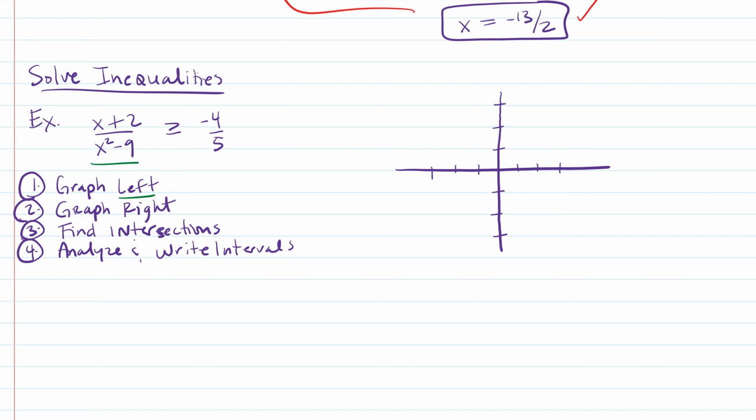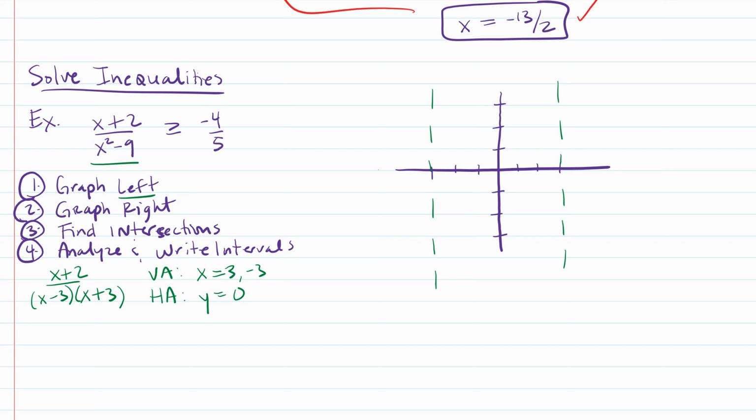All right. Graphing this function, x plus 2 over, I'm going to factor this, x minus 3, x plus 3. So I have vertical asymptotes at x is 3 and negative 3. Go ahead and draw those in. The degree here is proper, so I have a horizontal asymptote at y equals 0, along the x-axis.